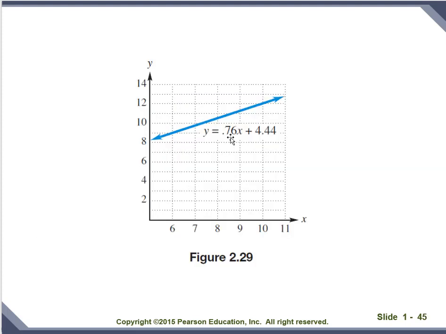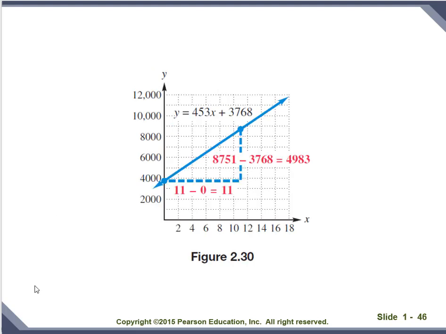Here we have an example of where slope is a decimal. This is slope of 0.76x. Here we have a large slope. Slope is 453. So be able to find slope, be able to work with those different formats of lines.